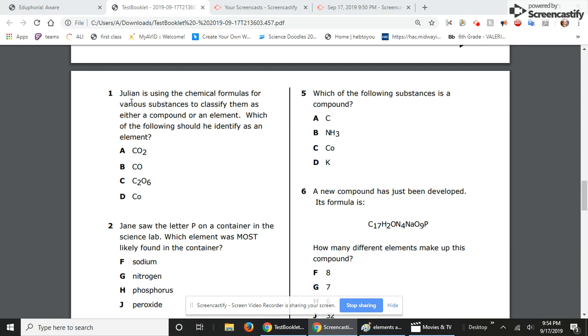Number 1. Julian is using the chemical formulas for various substances to classify them as either a compound or an element. Which of the following should he identify as an element? A. Capital C, capital O, 2. B. Capital C, capital O. C. Capital C2, capital O, 6. Or D. Capital C, O, lowercase o.